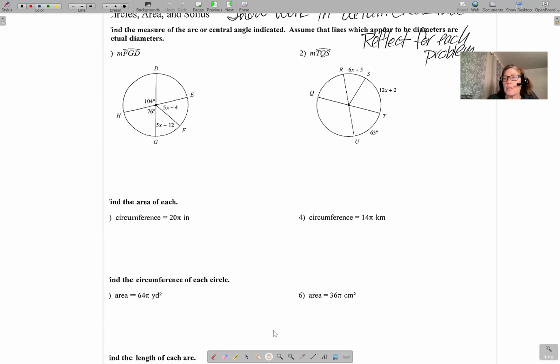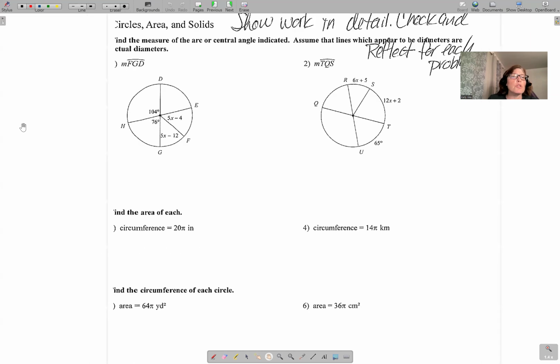This is the Unit 7 and 8 portion of the Semester 2 study guide.